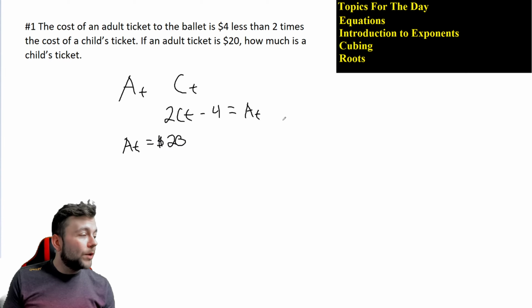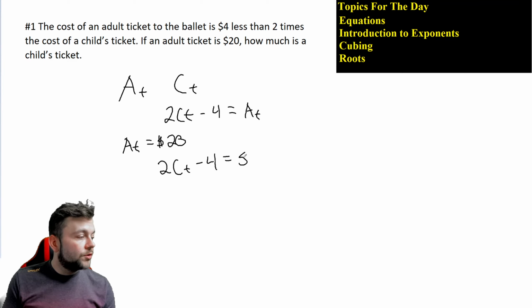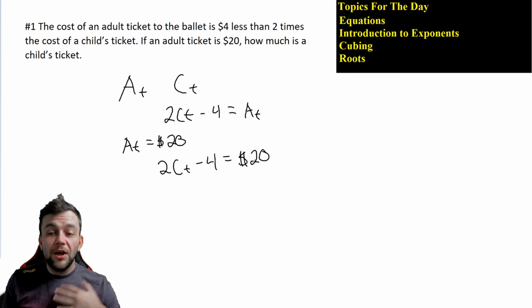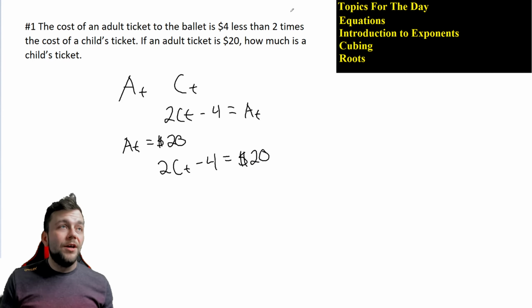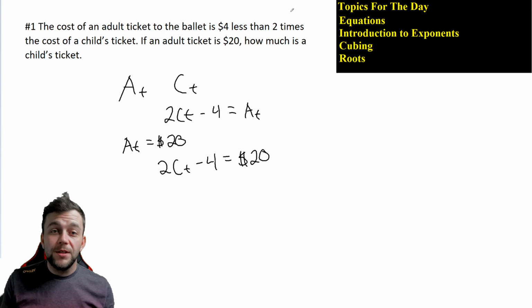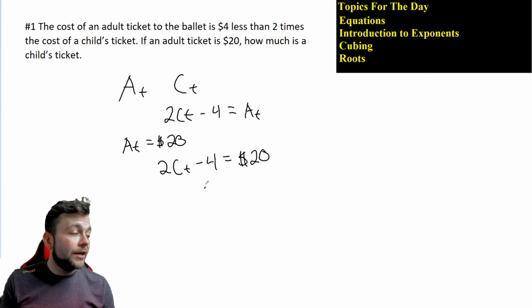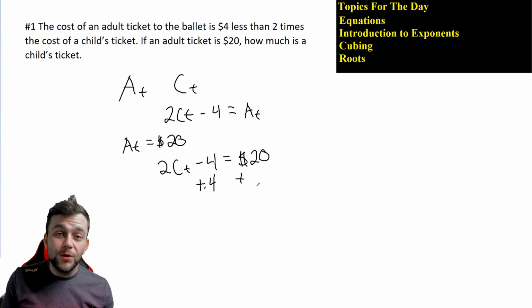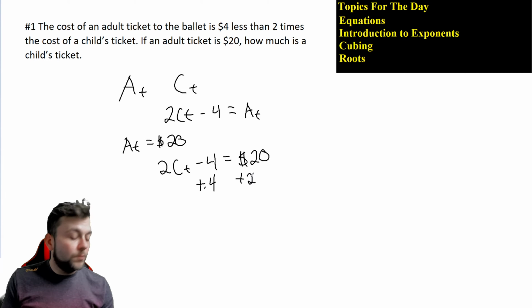Now, all we have to do is plug in the $20. So we have 2 times the child's ticket, minus 4 equals $20. Now we can start to do our inverse operations. I always like to think of inverse operations as the reverse of PEMDAS. You all remember your PEMDAS. So what is the opposite of -4? It is +4. So we must do a +4 to both sides because we want to maintain our equal sign. Whatever happens to one side of the equal sign must happen to the other.